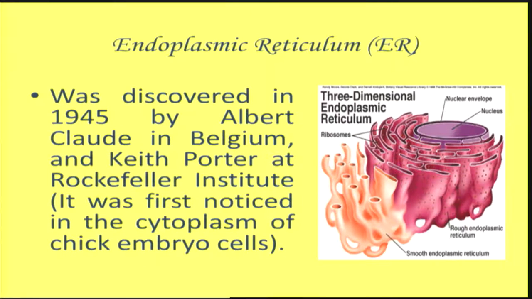If you see the diagram properly, the rough endoplasmic reticulum has small dots present. That is why it is rough. Whereas in the smooth endoplasmic reticulum, you are not able to observe any small dots. But what are those dots? We will come to it later on in our class.